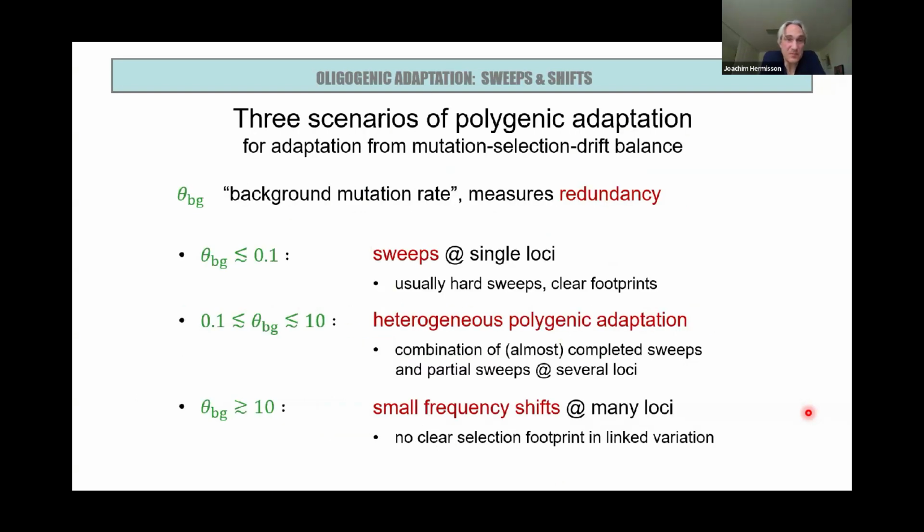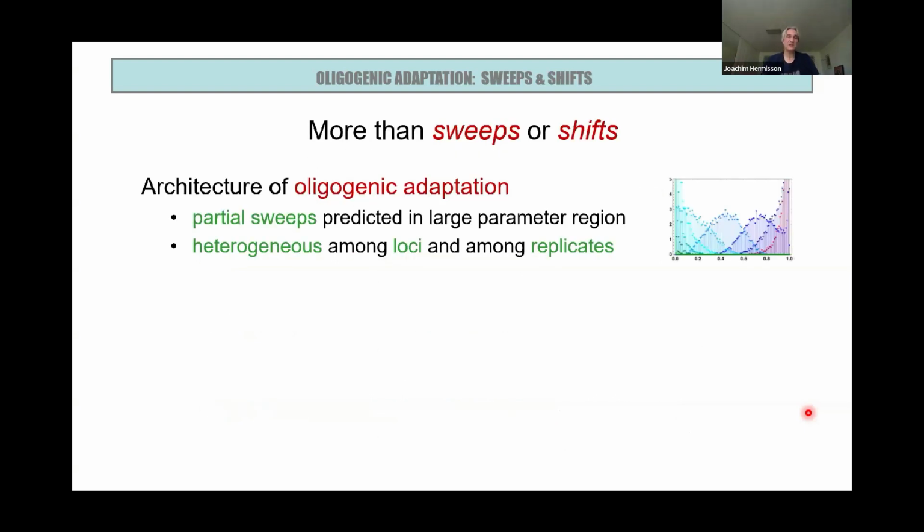Good. Okay, but so far, we do have 3 scenarios of polygenic adaptation, right? So this sweep scenario, if theta background is very small, then in an intermediate range, we have this heterogeneous polygenic adaptation, or also oligogenic adaptation, and we have small shifts at many loci for a large theta background. And if we now focus on this oligogenic adaptation, it's characterized by partial sweeps in this parameter region. It's predicted to be heterogeneous among loci and also among replicates.